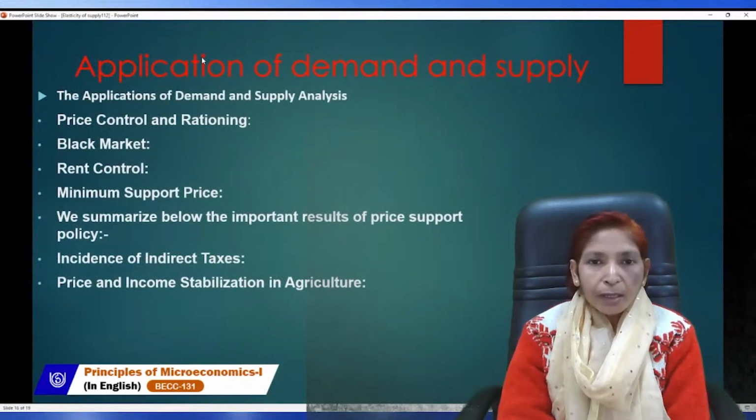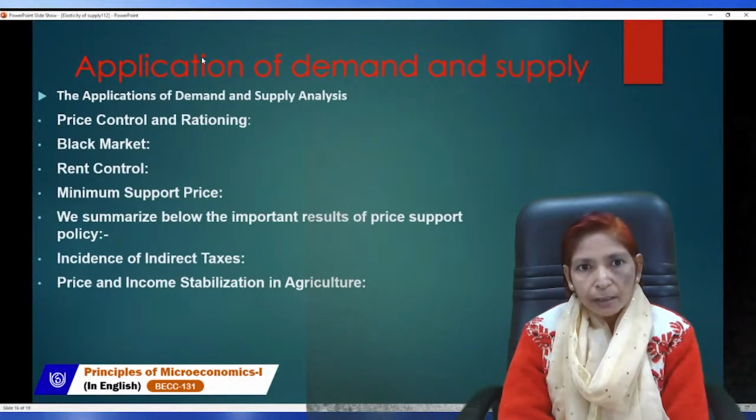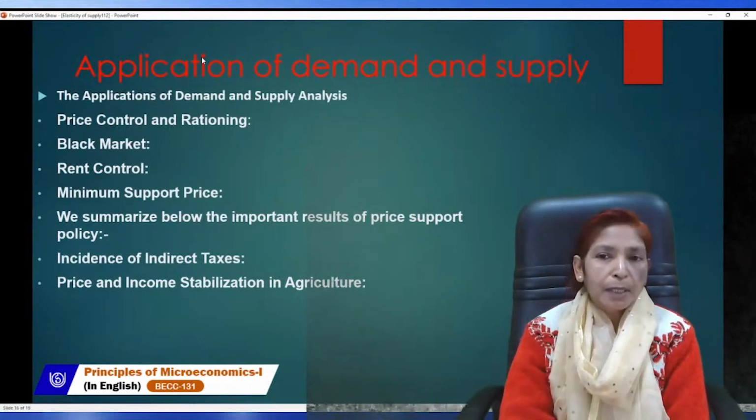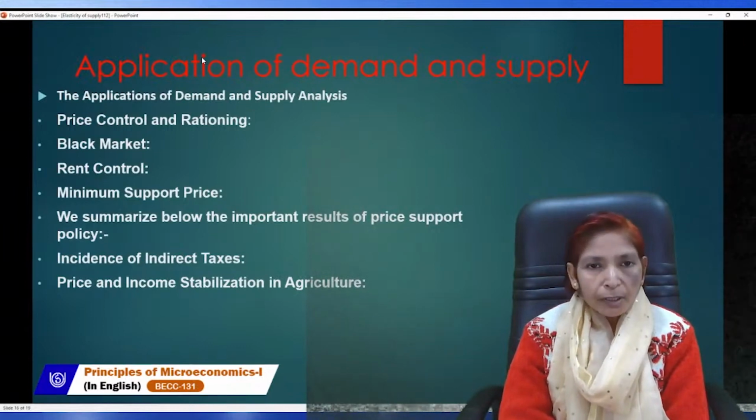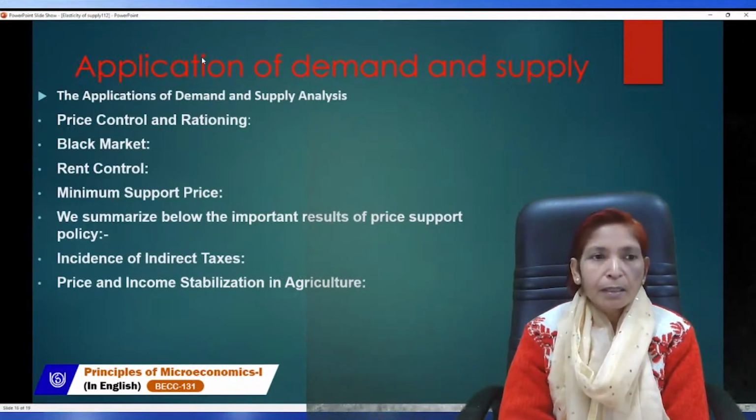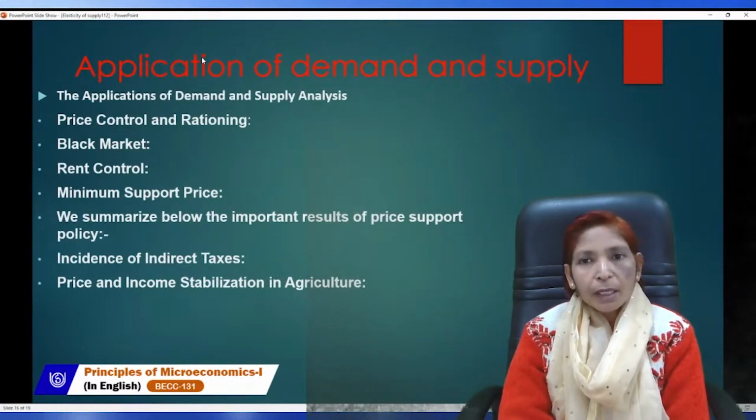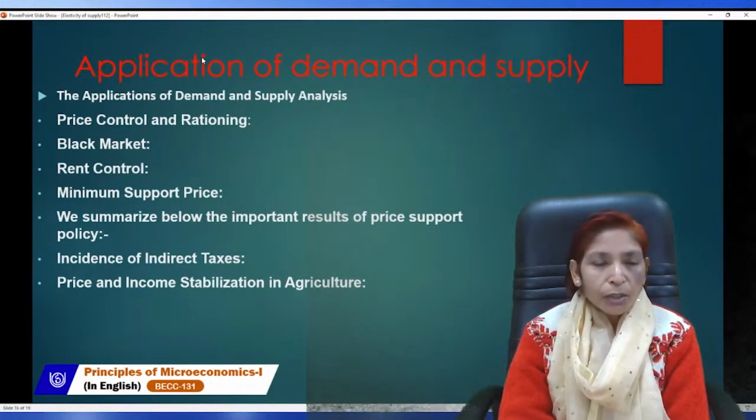Application of demand and supply. Now you have done demand, supply, elasticity of demand, elasticity of supply. Now, what is the use of the application of demand and supply? It tells us the use of demand and supply in our life, in our economy, and why we study this demand and supply concept. What is the application of this? Where can the demand and supply concept be used?